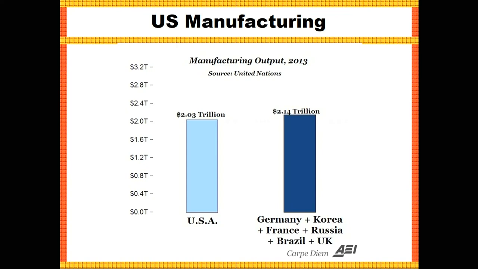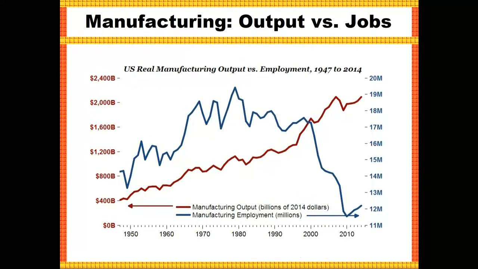Okay, now sit tight. Here is the most important chart of this lecture. So this shows you U.S. manufacturing output, how much the U.S. is producing, versus jobs. And when you look at output, you do it in what we call constant dollars. You adjust for inflation. So what do you see here?